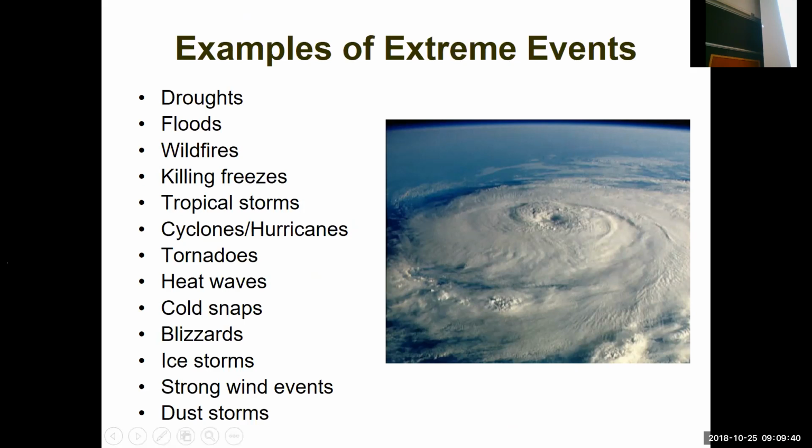Not everything is about stuff getting hotter. You can have weird storms occurring, and as we already mentioned, you can have cold air traveling from the Arctic as the jet streams become more meandering.